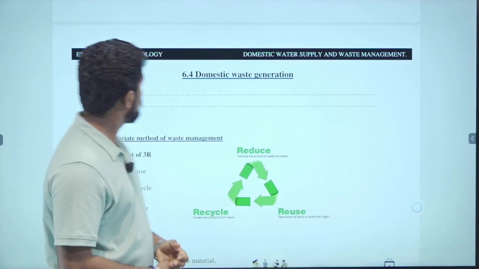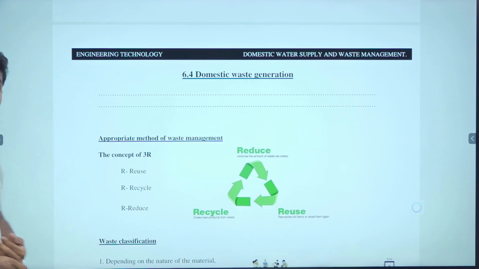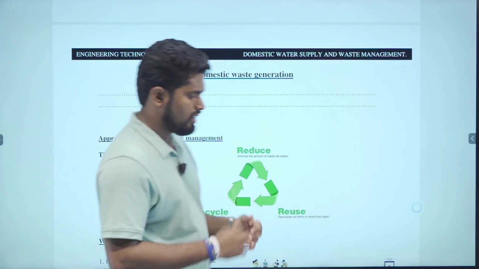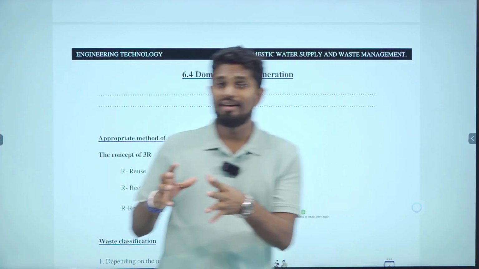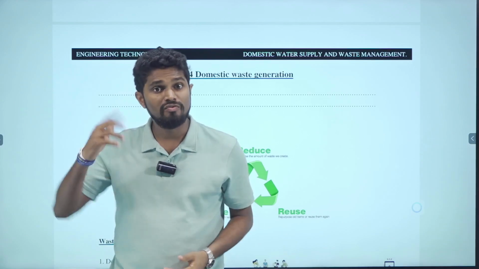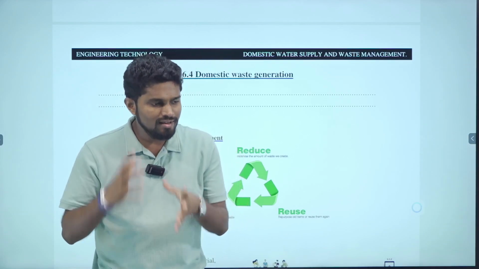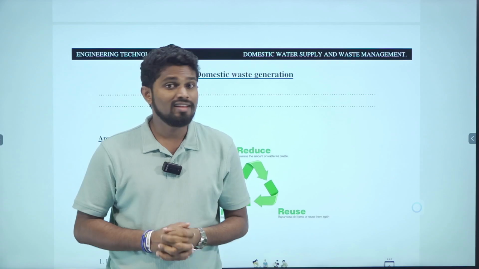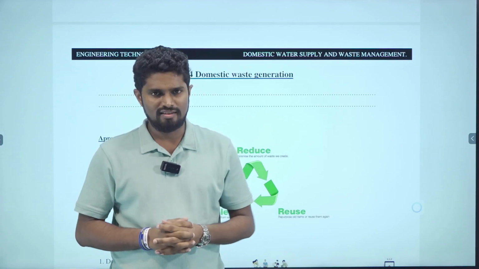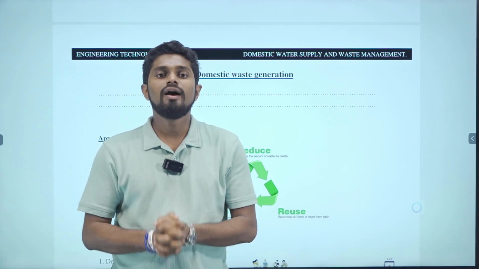The topic we can call domestic waste generation. We are human. We have needs and wants, and there is some wastage. If we consider domestic applications, there are three main places where waste is generated.